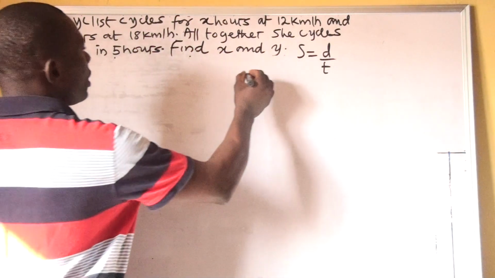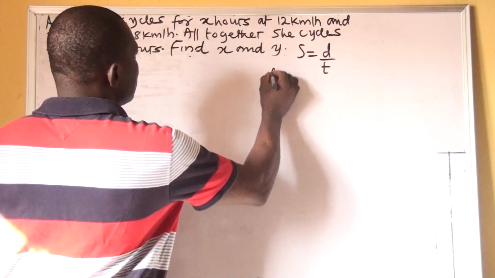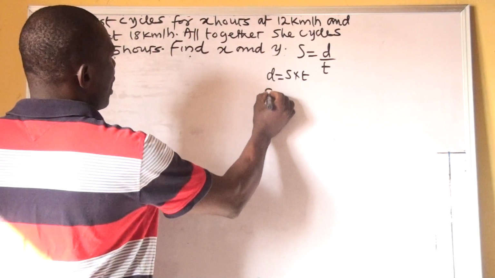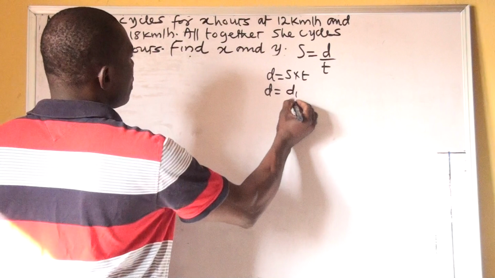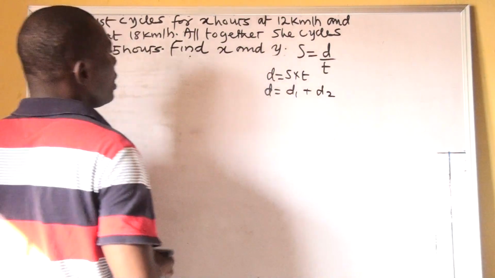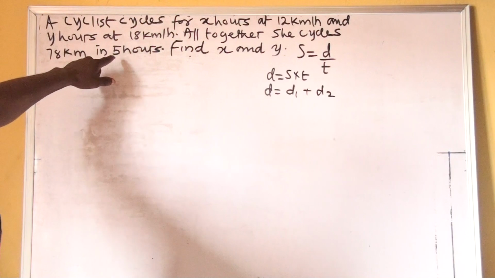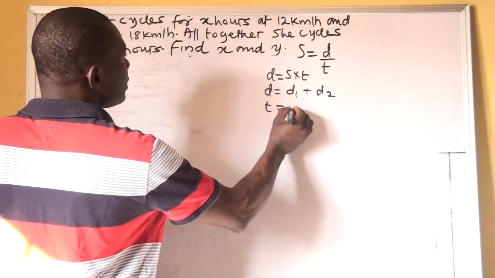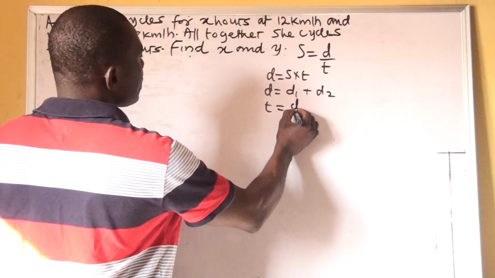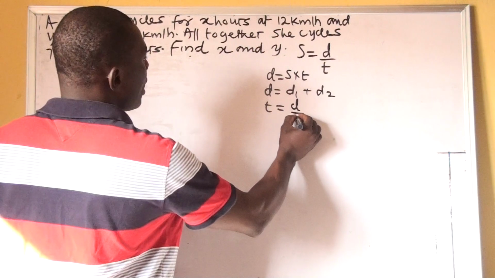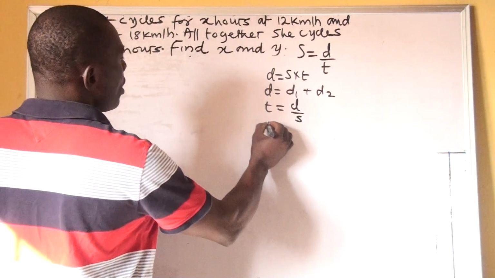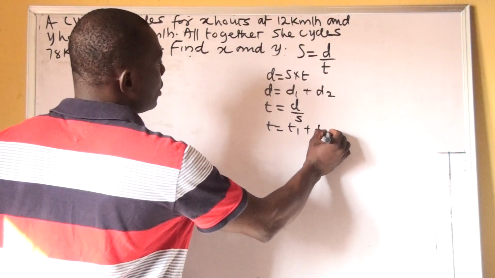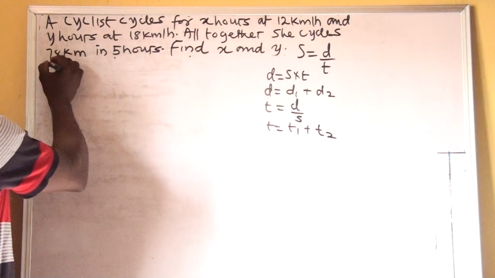And here we have our distance. Distance is speed times time. So our distance here, we have two distances, the first one d1, the other one d2. Then we also have the other part of the question that has to do with time. Time is distance all over speed. So our time here, we have two times, which is t1 plus t2. This will form our equations 1 and 2.